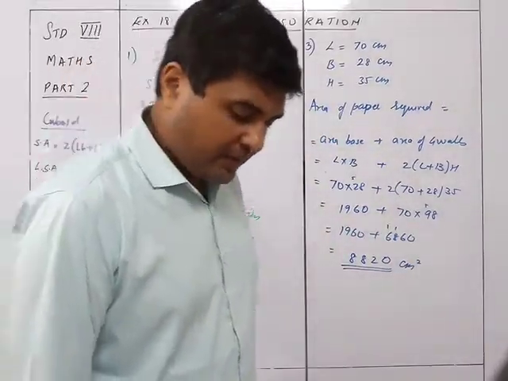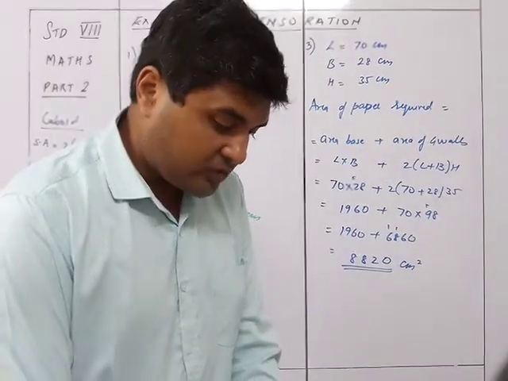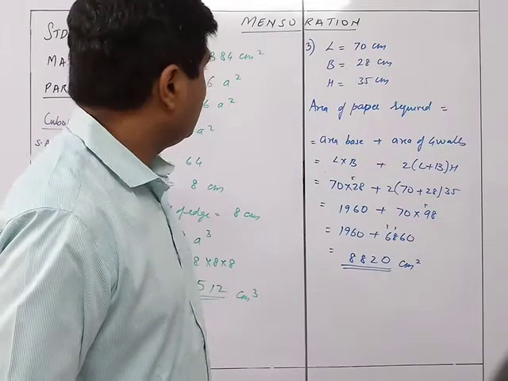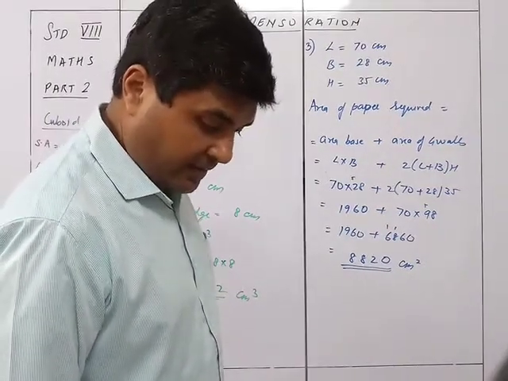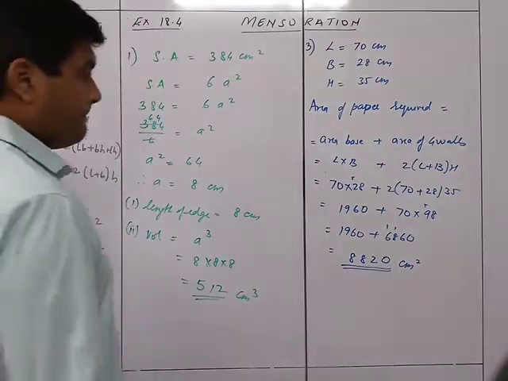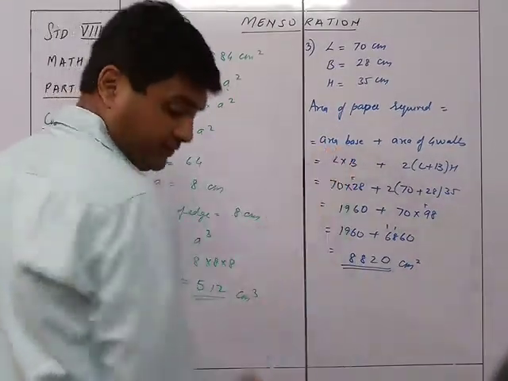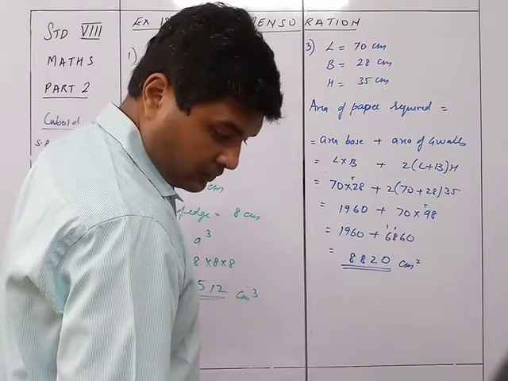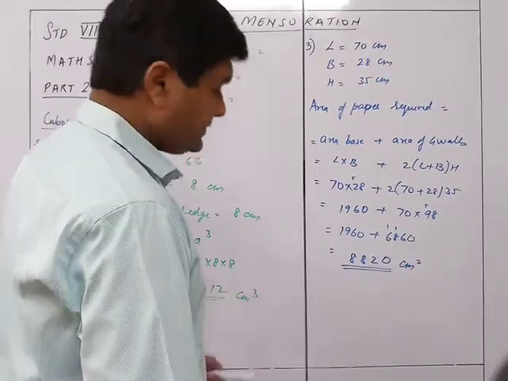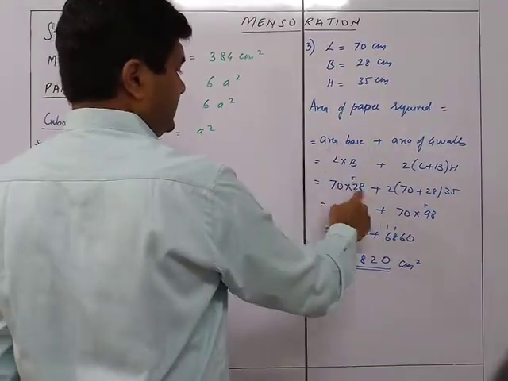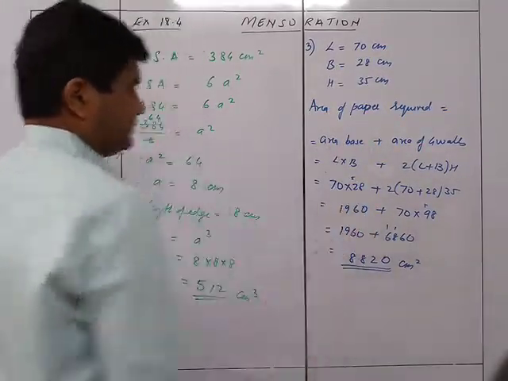So the area of the paper required in this case will be equal to... one second. There is some error. Let me check it out. Area of the base. You have to cover the base, yeah. So base is there, length into breadth, 70 into 28. 7 8s are 56.